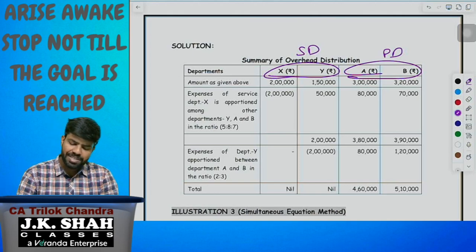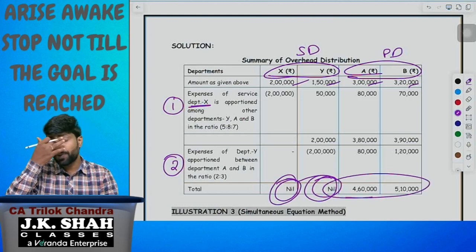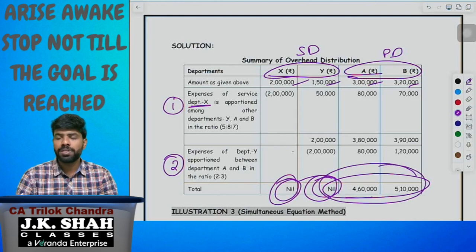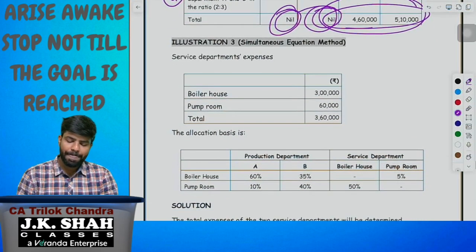Now, expenses as given above: 2 lakh, 1 lakh 50,000, 3 lakh, 3 lakh 20,000. The expense of service department X is apportioned among Y, A, B. I told you, first we apportion X, then we apportion Y, so that the service departments become 0. That is the purpose of secondary distribution. After secondary distribution, the service departments automatically become 0, and the entire cost is accumulated in the production departments. From the production departments, we will charge it to the products. All of you clear? Okay, next. Simultaneous equation method. Now, this is about the reciprocal method.